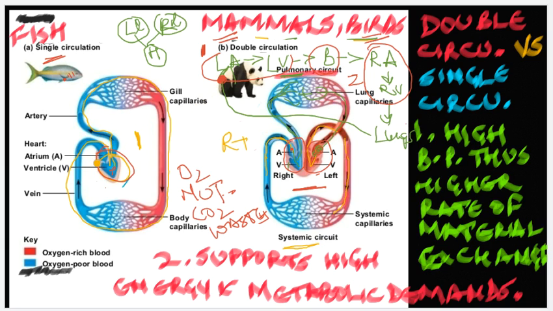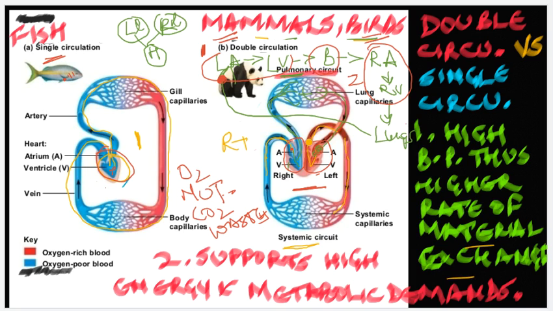The single circulatory system is not as efficient as a double circulatory system in supplying the nutrients and oxygen and in removing the waste and carbon dioxide generated due to metabolic activities. So this is the supporting advantage of a double circulatory system over a single circulatory system. Let us just have a look here. The advantage of a double circulatory system is a higher blood pressure, thus a higher rate of material exchange.